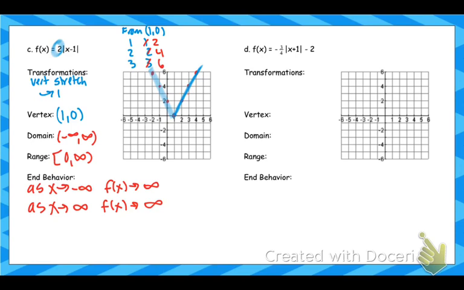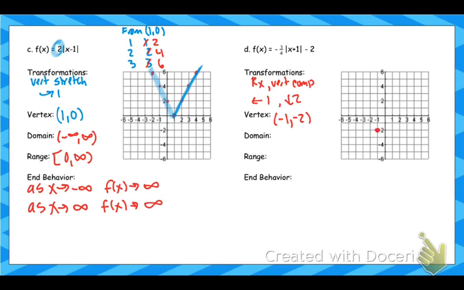All right, let's try the next one. Transformations. Reflection over the x. The 3/4 is a vertical compression. I've gone left 1, and I've gone down 2. If I've gone left 1 and down 2, that means my vertex is at negative 1, negative 2.